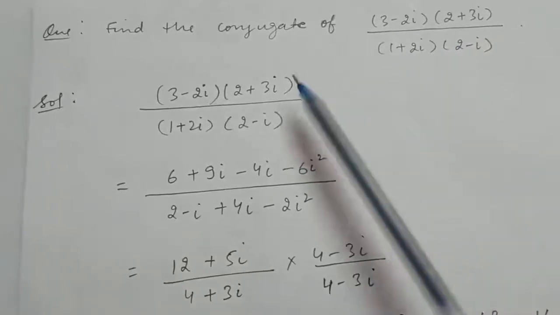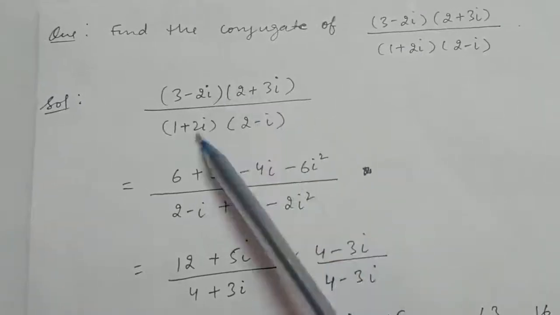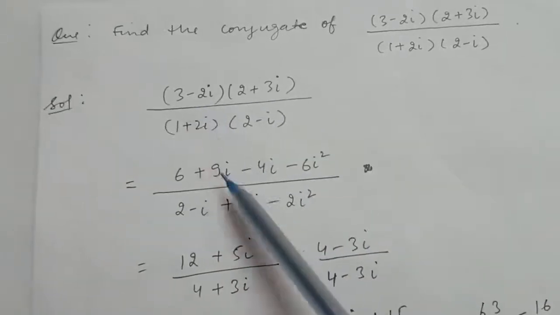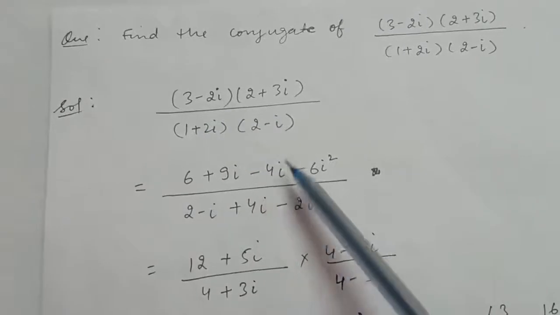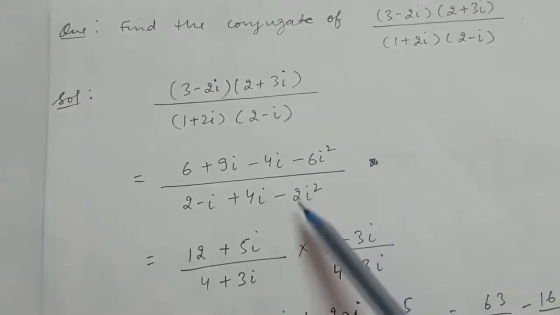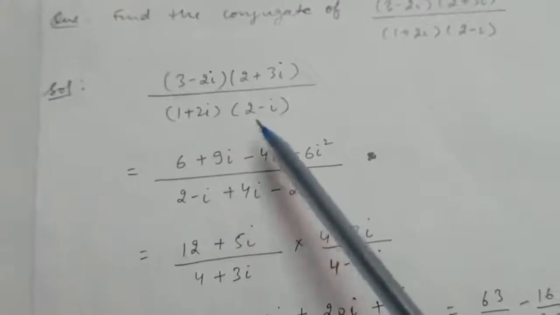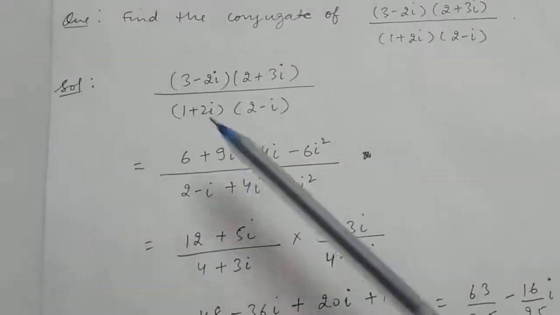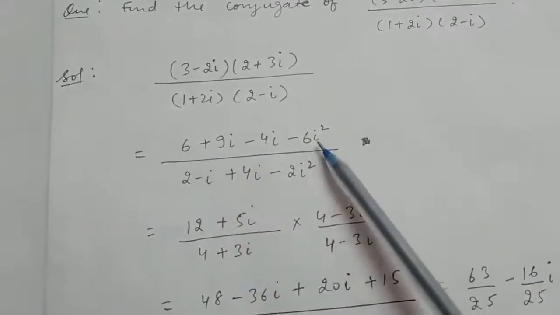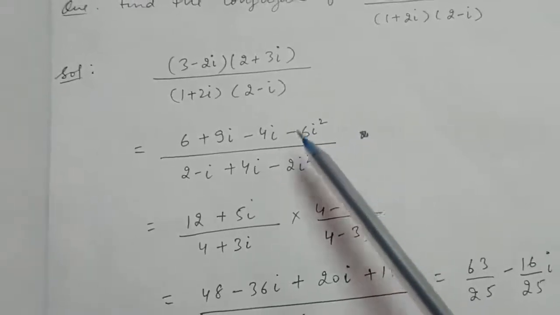For this, first of all, we'll make it in the form of a plus iota b, right? For this, multiply these two terms and these two terms. So in the numerator you will get 6 plus 9 iota minus 4 iota minus 2 iota into 3 iota is 6 iota square, upon in the denominator you will get 2 minus iota plus 4 iota and minus 2 iota square, right? Now this will be 6 and this is 6 iota square, so it will be minus 6 and minus already is here, so it will be plus 6.